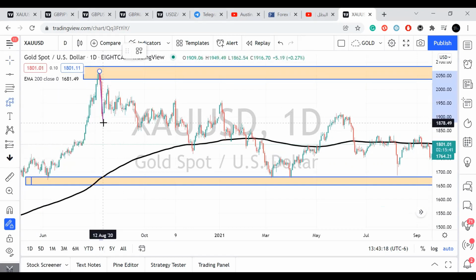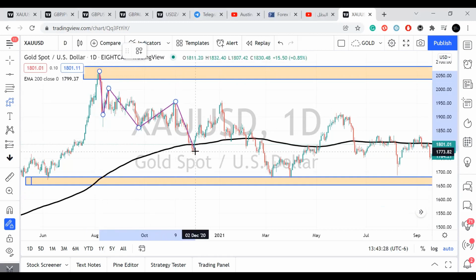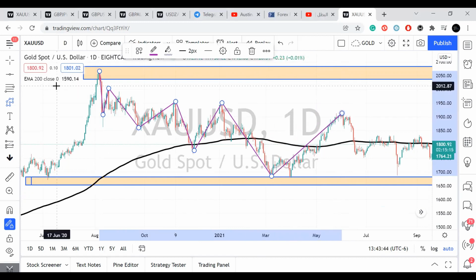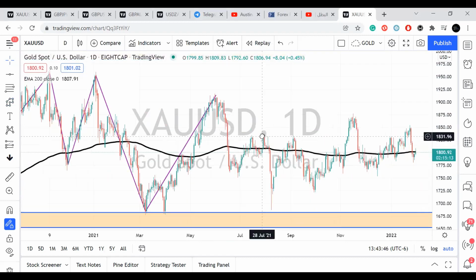Price came here. This is the same structure here. Finally dropped here. So this is the current structure. So let's see. All these moves here are actually happening within this current structure.